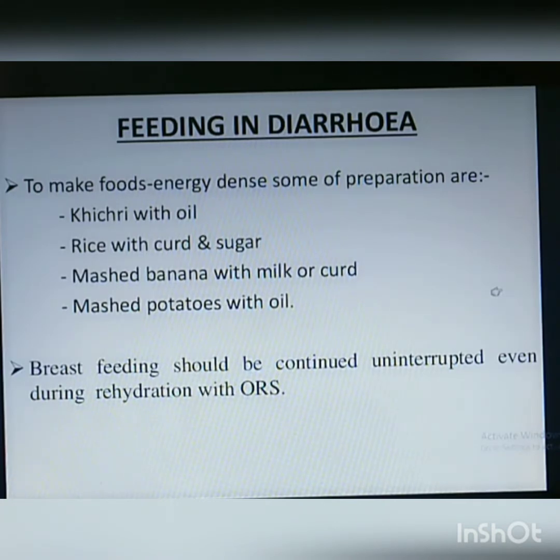Then, what other foods should be taken during diarrhea? To make foods energy dense, some preparations are khichdi with oil, rice with curd and sugar, mashed banana with milk or curd, mashed potatoes with oil, and breastfeeding should be continued uninterrupted even during rehydration with ORS. These things should be taken during diarrhea, and they help cure the diarrhea.